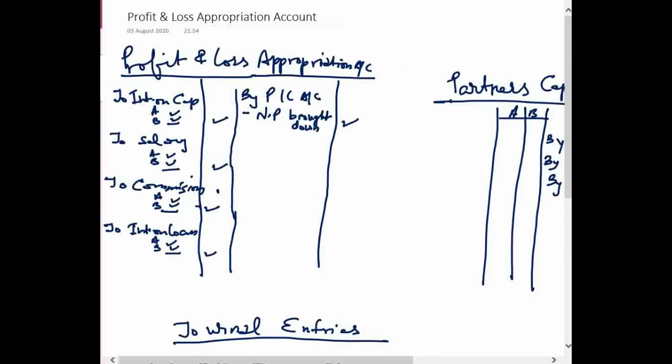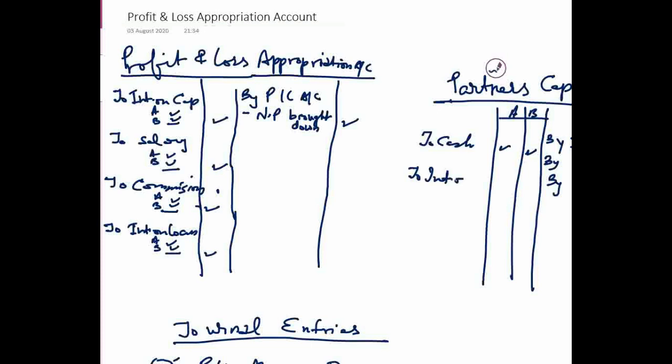So let's post these entries. The first one was partners' capital to cash, so let me write here, to cash. And then for interest on drawings, what was the entry? The first entry was partners' capital account debit to interest on drawings. So we'll write here, to interest on drawings.